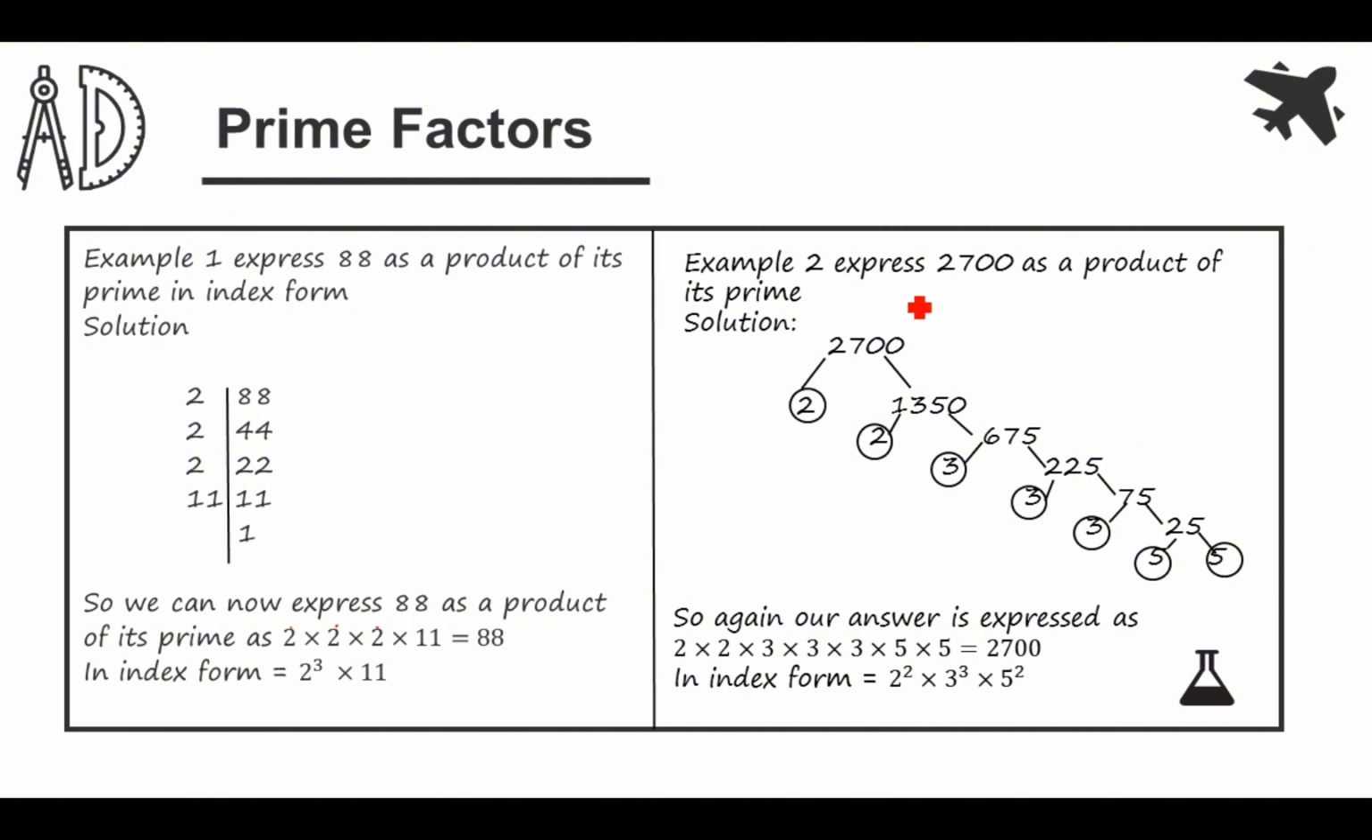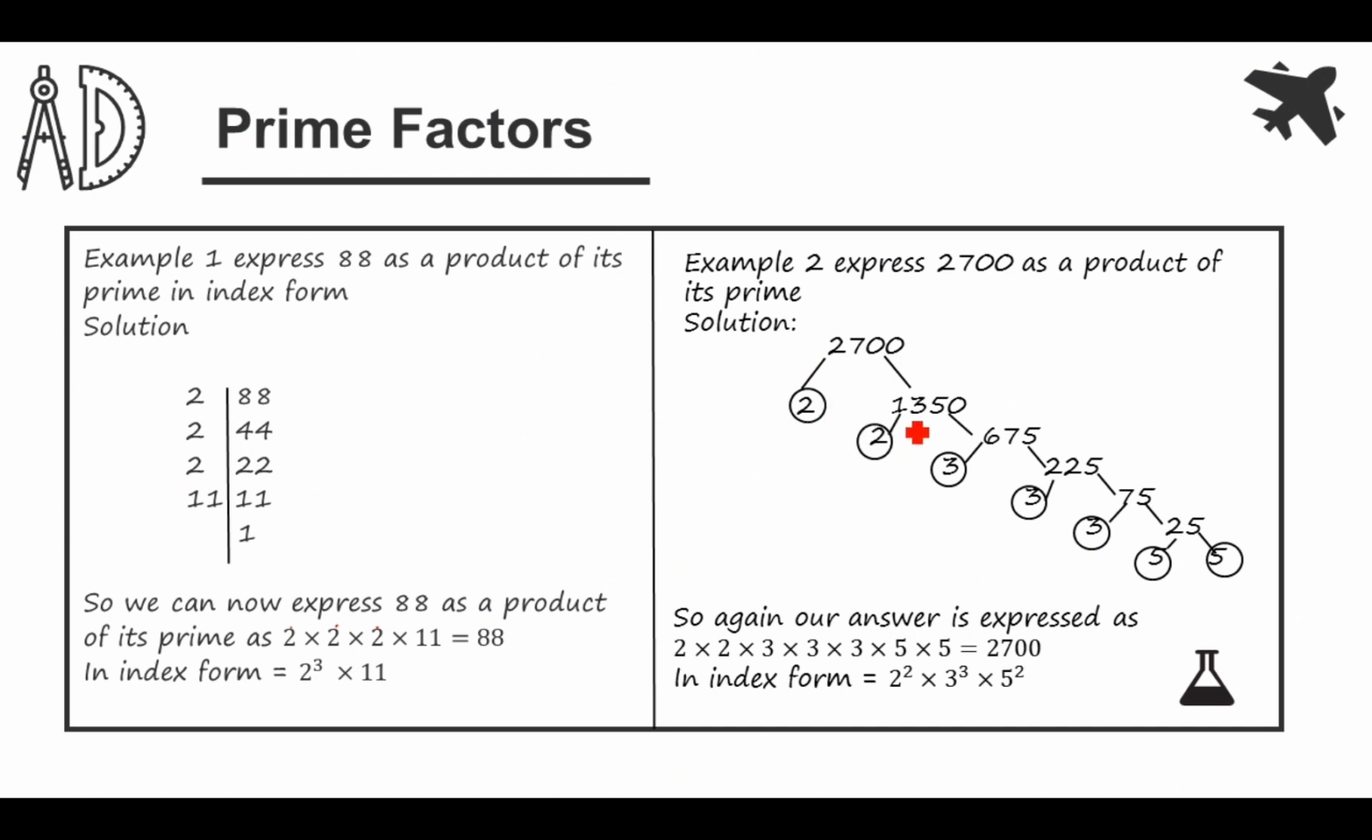Example 2 says: express 2700 as a product of its primes, and we'll still leave our answer in index form. Now we are to split the numbers. This is the factor tree method. We split the numbers into 2. Remember, I told you however you split your numbers in the factor tree, you will still arrive at the same answer.